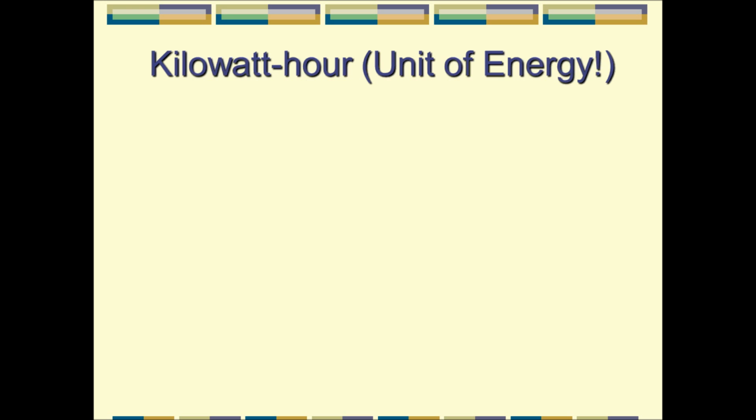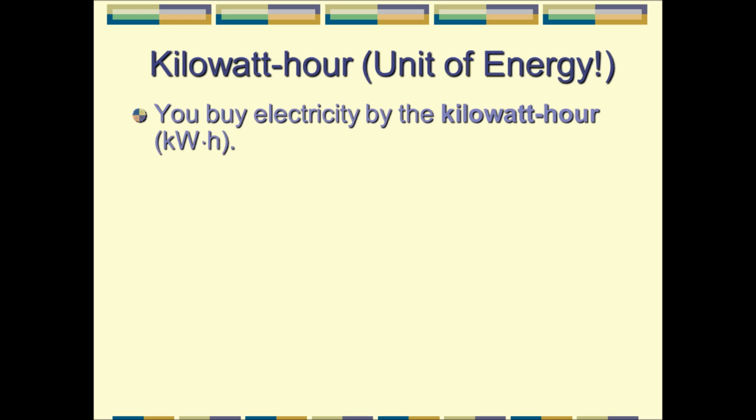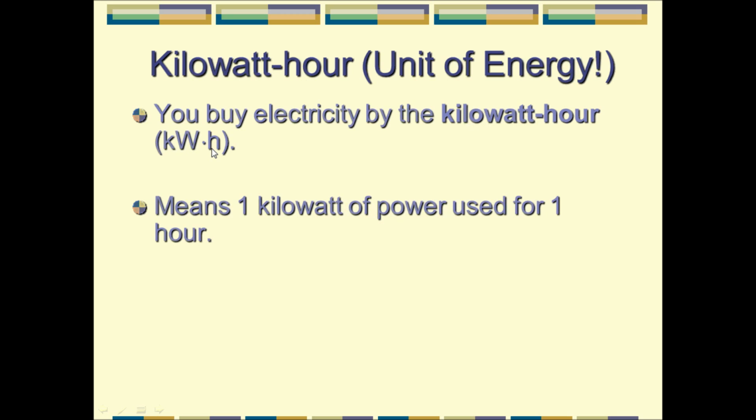Because power is how much energy you use per second, right? So they have to sell you the energy that you then use in a certain amount of time. So you buy electricity by the kilowatt hour, which is kW·h, and it means that you use 1 kilowatt of power for 1 hour.